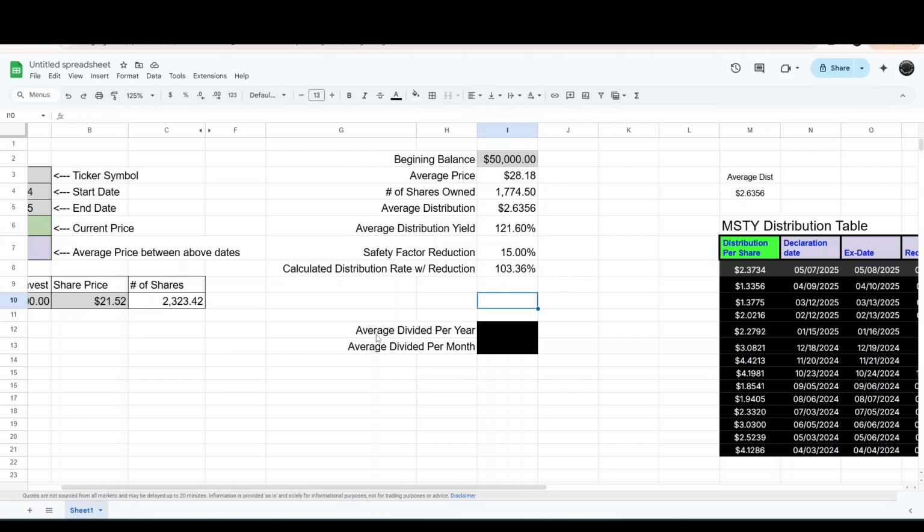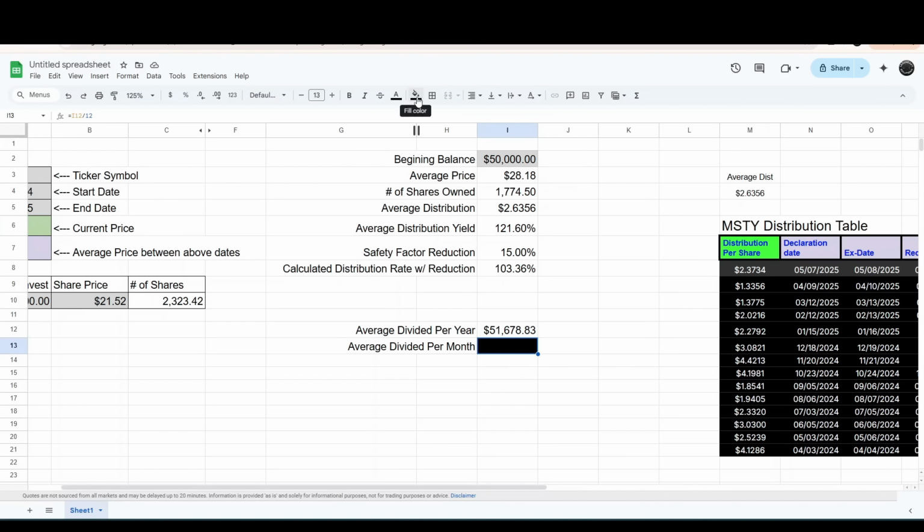So what is the average dividend per year if we put in $50,000 and we bought it at the average price of $28.18, therefore owning 1,774 shares at an average distribution of $2.63, and therefore giving us a distribution yield of 103.36%. We then have an average dividend per year of $51,678.83. And what would that kick out per month?